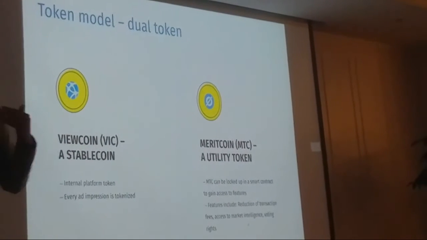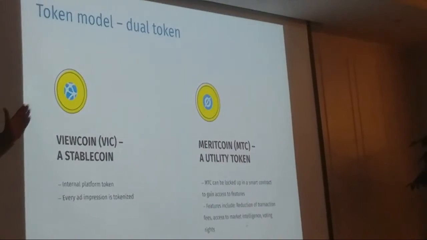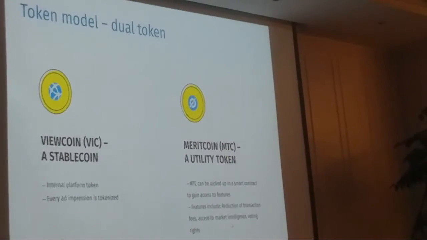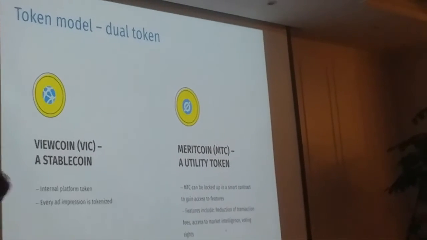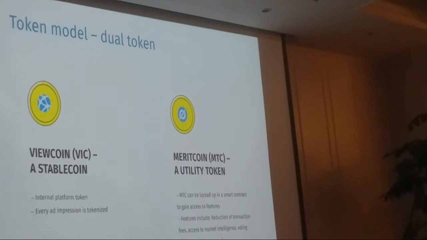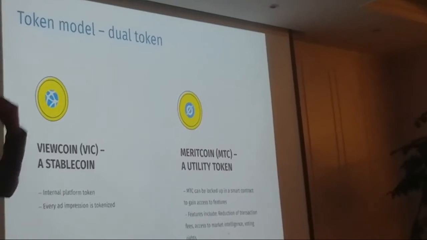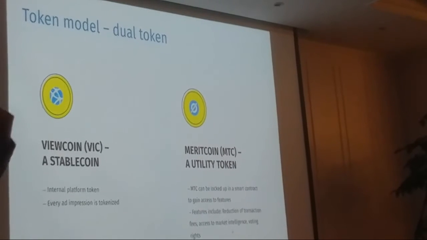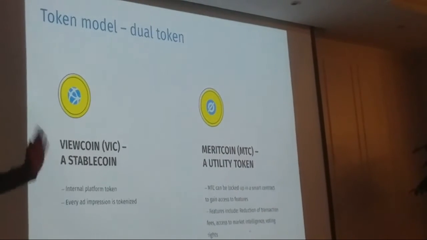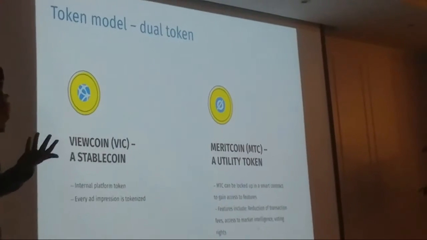We actually have two tokens. One, this Viewcoin, is a so-called stablecoin, which means it's pegged to fiat currency and it does not fluctuate in value at all. This is important for us because advertisers and developers need predictability. So they need to know that 50 euros spent today is also 50 euros spent tomorrow. It is not traded on the secondary marketplace, it's just for internal use basically.